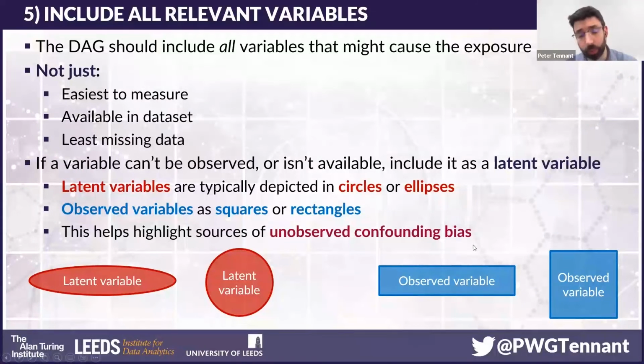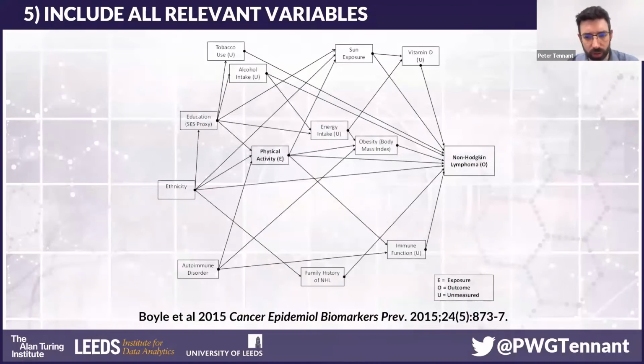Now, ideally, you will go on and say, we have these unobserved confounders, and therefore we've conducted these sensitivity analyses to see what impact it has. But at the least, you have proudly flagged up these are going to be the big sources of unobserved confounding.